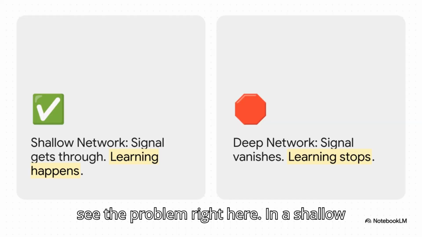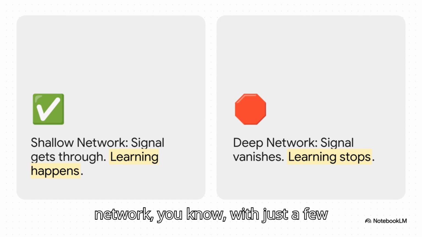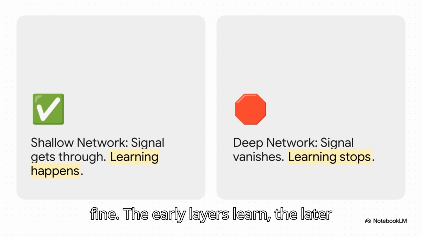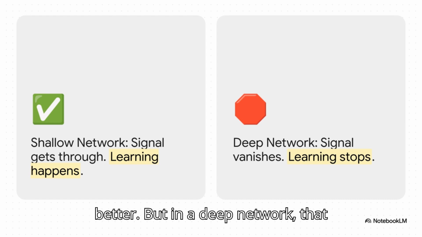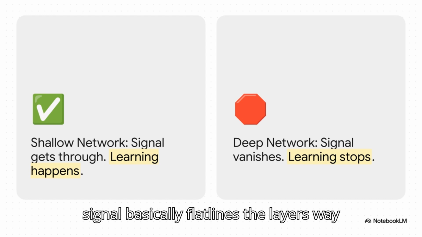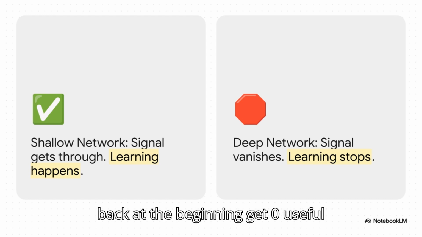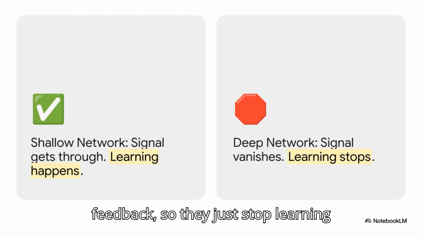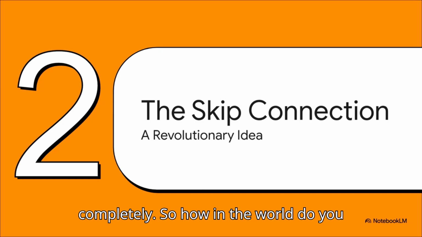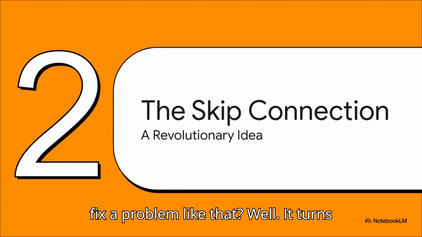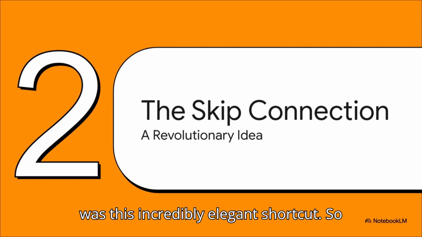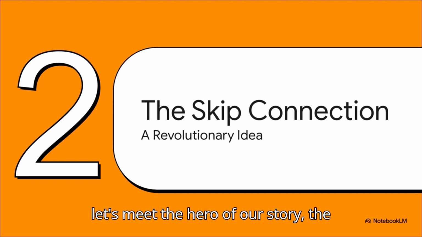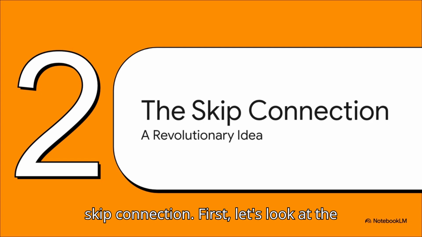And you can really see the problem right here. In a shallow network, with just a few layers, that message gets through just fine. The early layers learn, the later layers learn, the whole system gets better. But in a deep network, that signal basically flatlines. The layers way back at the beginning get zero useful feedback, so they just stop learning completely. So how in the world do you fix a problem like that? Well, it turns out the answer wasn't more complexity, it was this incredibly elegant shortcut. So let's meet the hero of our story, the skip connection.